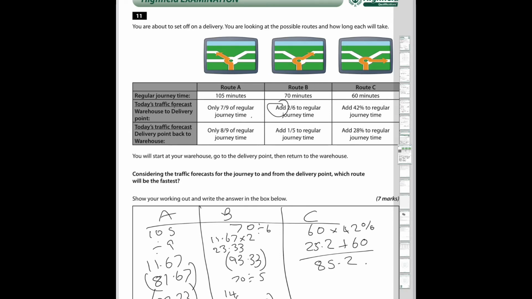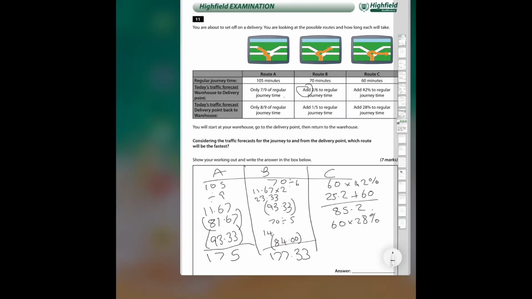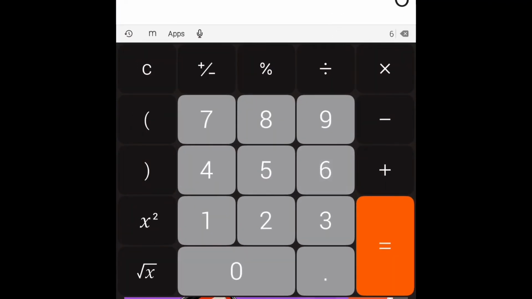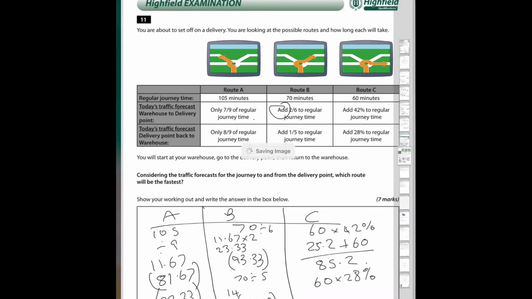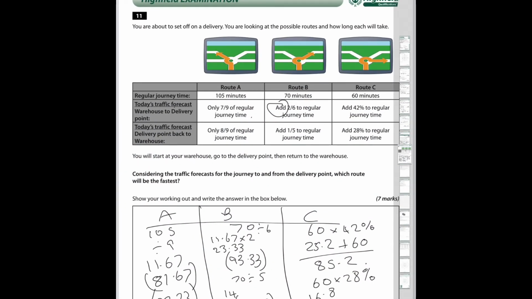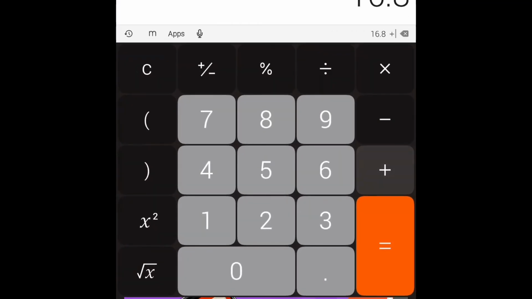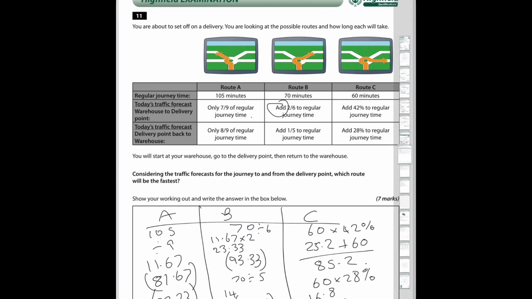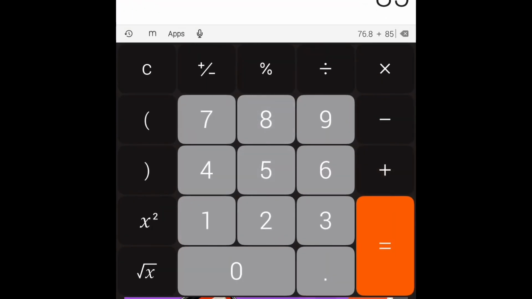Coming back, we're adding 28% on to the regular journey time. So 60 times 28% is 16.8. Add that onto the 60, that's 76.8. And then we're adding 76.8 to 85.2. That's 162.